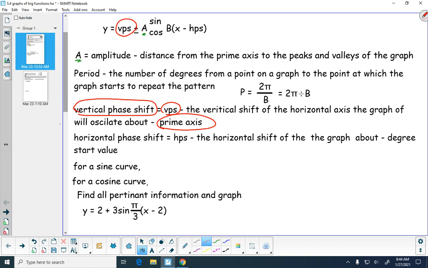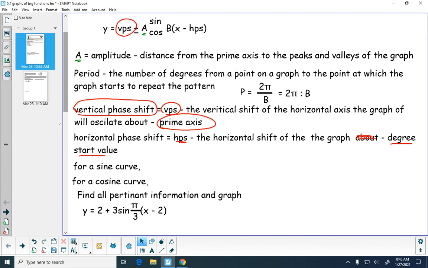Then the horizontal phase shift. The horizontal phase shift is a horizontal shift of the graph. It is also our degree start value. So when we deal with the horizontal phase shift, it is basically where our graph starts. Where do we start our graph? What degree measure do we start our graph?